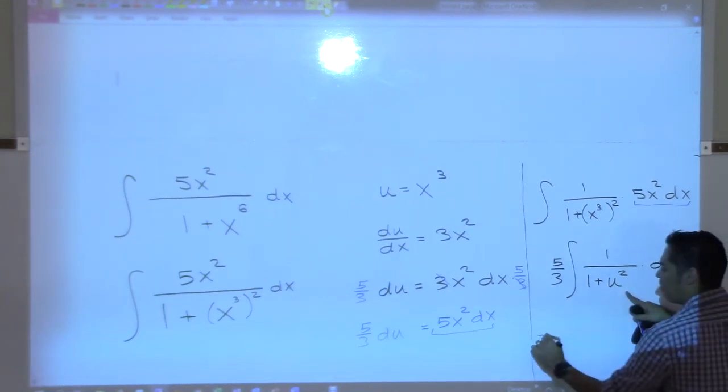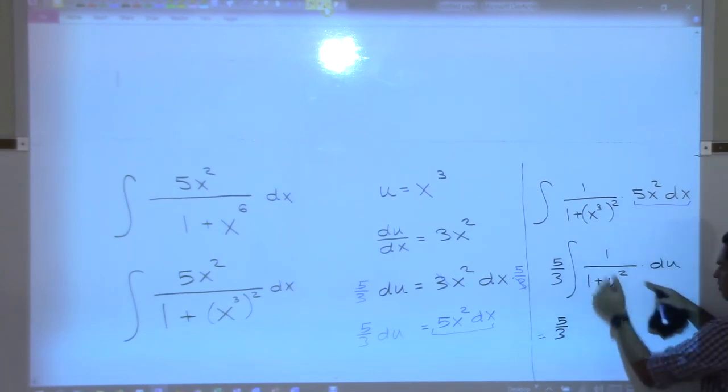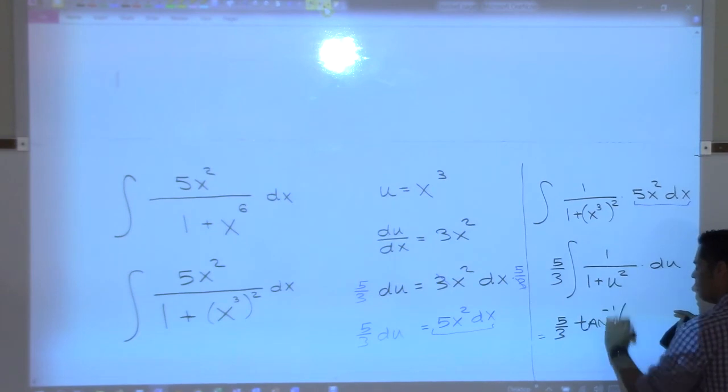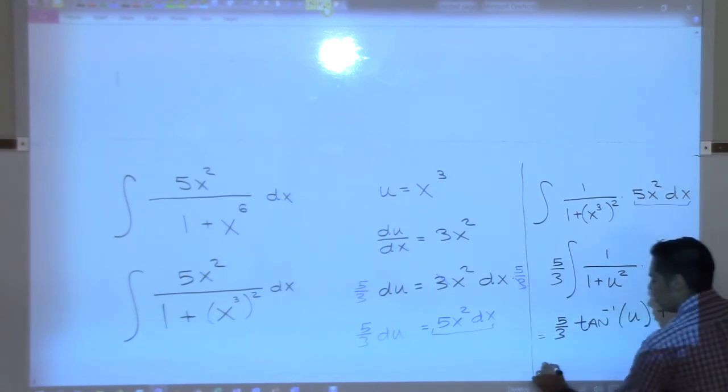Arctan. So now at this point, the integral sign is going to go away. The 5/3 is going to be here. Antiderivative of that is arctan of u, right? Of u. And then plus your constant. And last step is to replace u with x cubed. And we're done. What do you got, James?